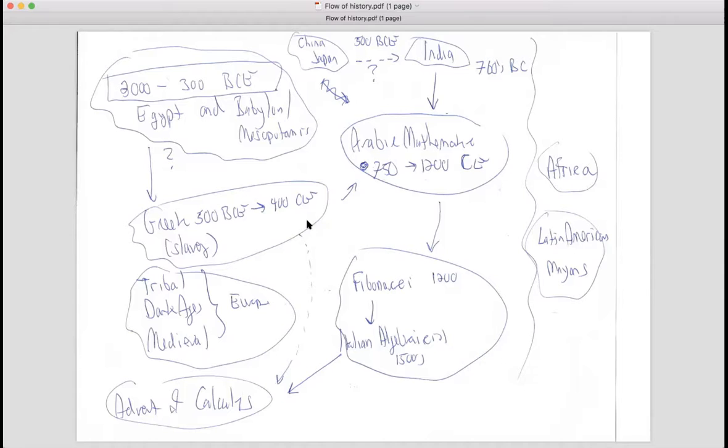At the same time, I should have drawn an arrow here and here. The Greek Empire sort of flourished for about 1,000 years. And then at around 400 Common Era, what was left of it just sort of evaporated and was subsumed by other things. And we'll talk a little bit about that.